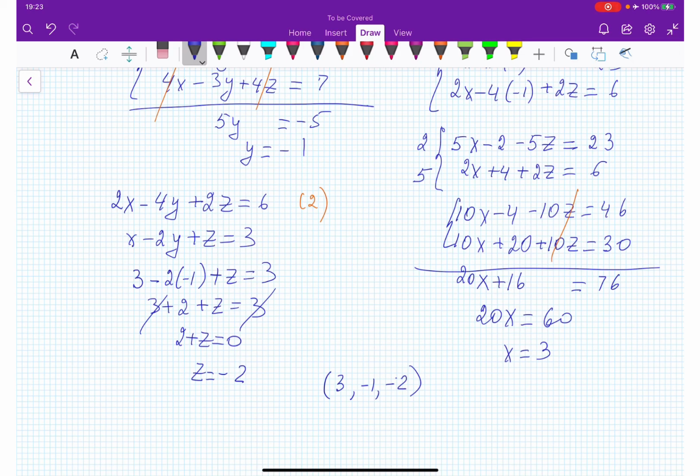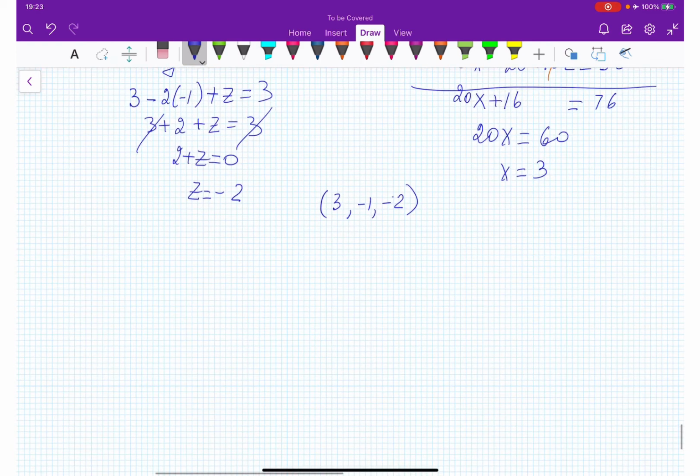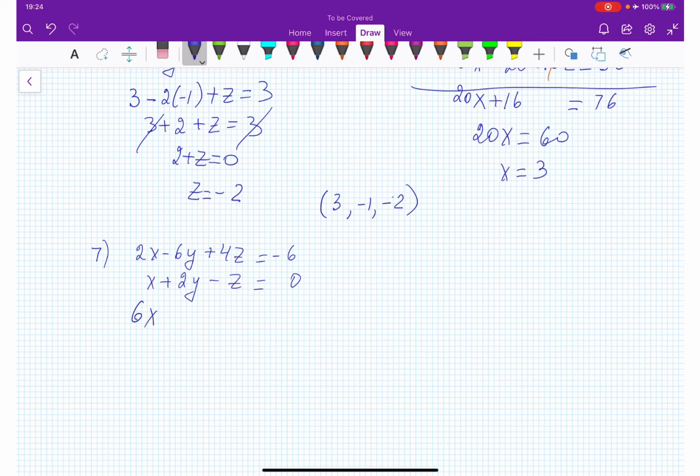Okay. Number 7. Two x minus 6y plus 4z is equal negative 6. X plus 2y minus z is equal 0. 6x minus y minus z is equal negative 19.